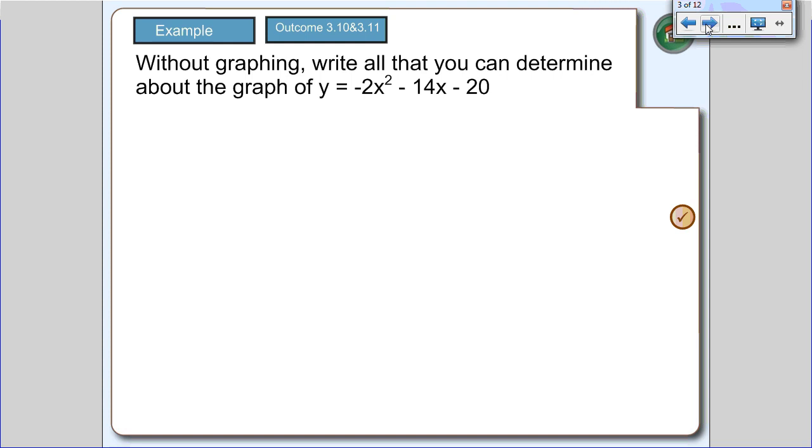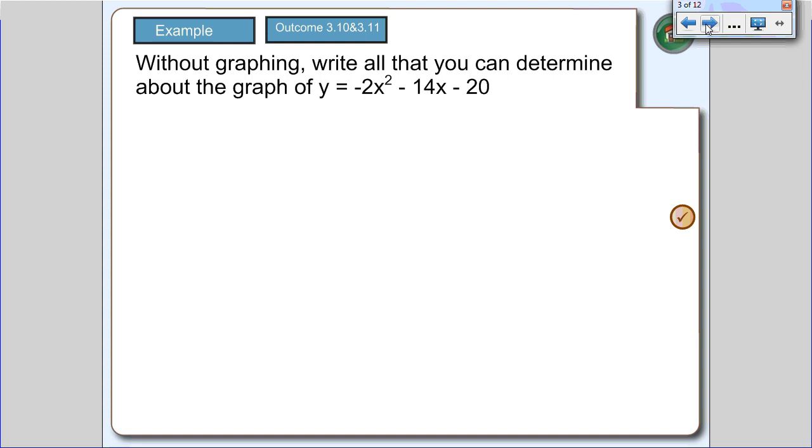Without graphing, write all that you can to determine about the graph. So let's write out everything we think we know about this graph without graphing it. What's the first thing somebody knows? Do we have to take out greatest common factor right now, or should we? All I'm asking you, I'm not asking you to solve it, I'm not asking you to factor it, I'm just asking you, what do you know about this graph without graphing it? Ty. You could put it into vertex form. Before we convert it at all, what do we know about this graph, Logan?